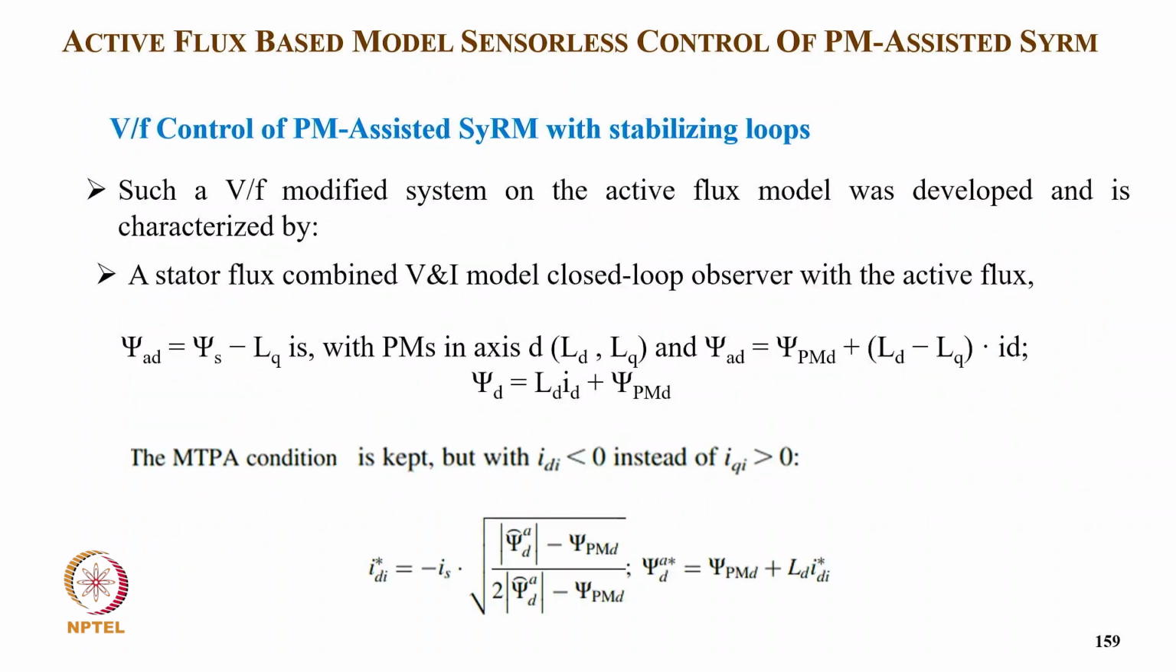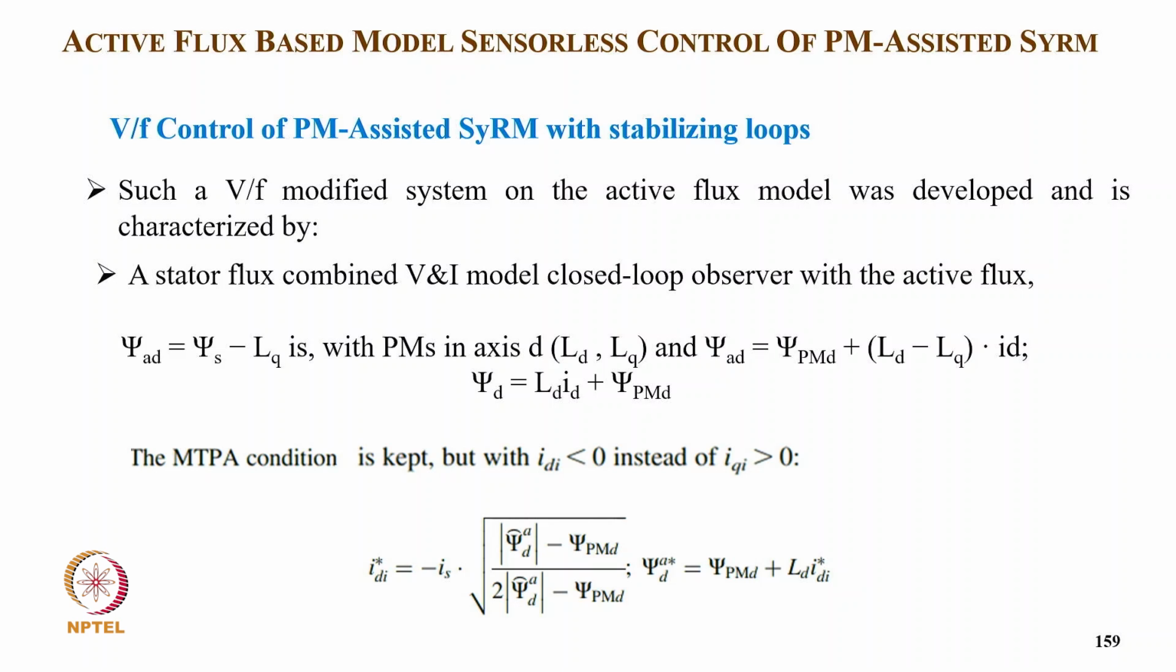Now going to the V/F PM system, this loop. So such a V/F modified system on the active flux model was developed, characterized by a stator flux combined with a VI model closed loop observer with the active flux, where phi AD equals phi S minus Ls into Is, with the PM in the D axis, LD, LQ, and phi AD equals phi PM plus (LD minus LQ) into Id, and phi D equals LD Id plus phi PMD.